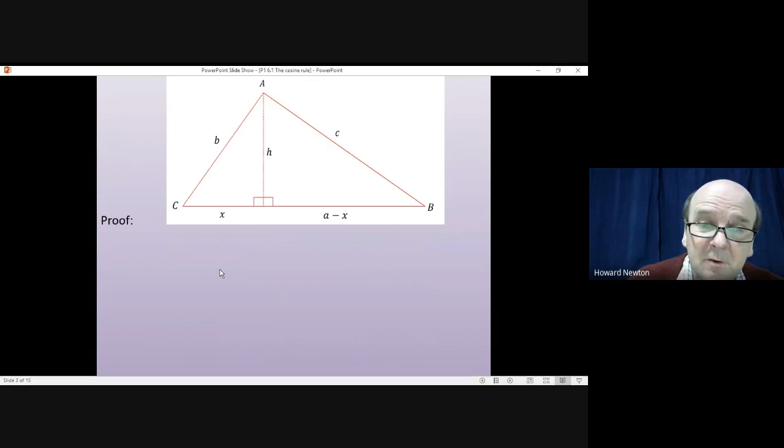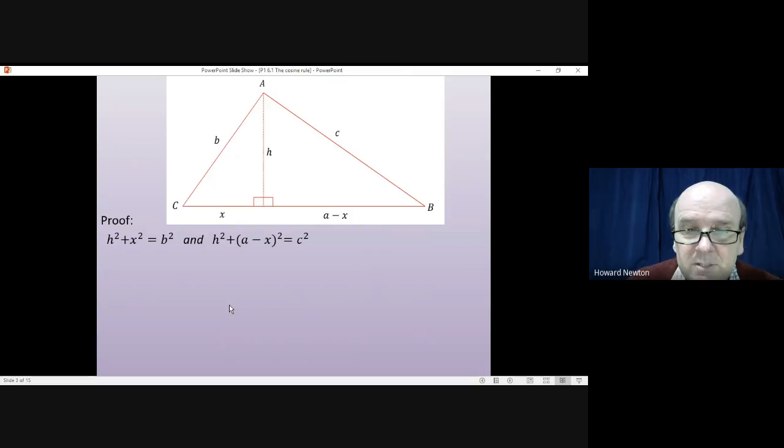And we use Pythagoras on these two triangles. So having drawn a vertical from A down to the base, you get two right-angled triangles. And in the left-hand one, you get h squared plus x squared is b squared. And in the right-hand one, you get h squared plus (a minus x) squared is equal to c squared. Now, solving these two equations simultaneously, by doing this first one, take away the second one.